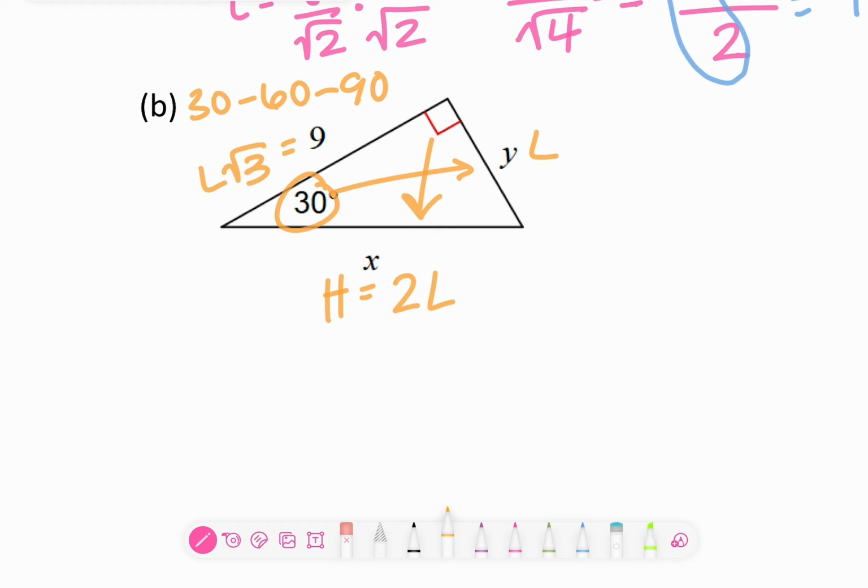Okay? So what we notice here is the only side that has anything labeled is going to be this longer side. And, okay, we have an issue here.